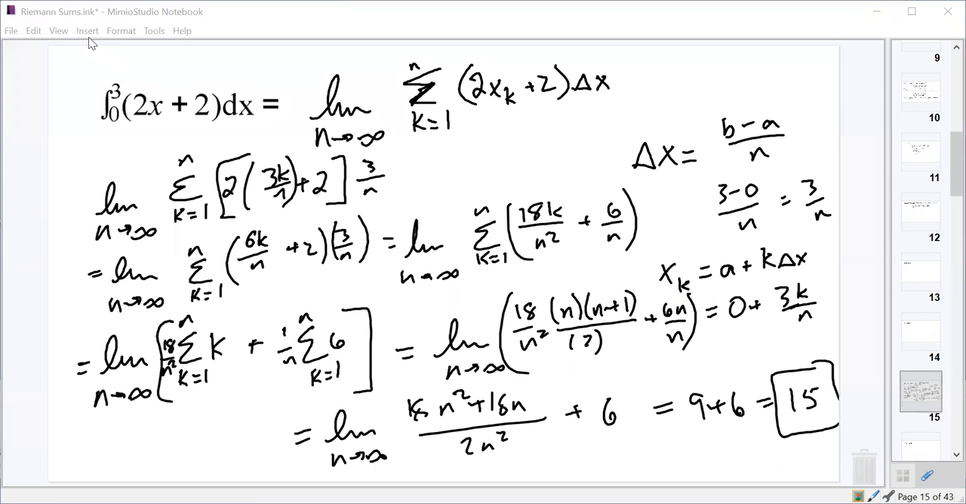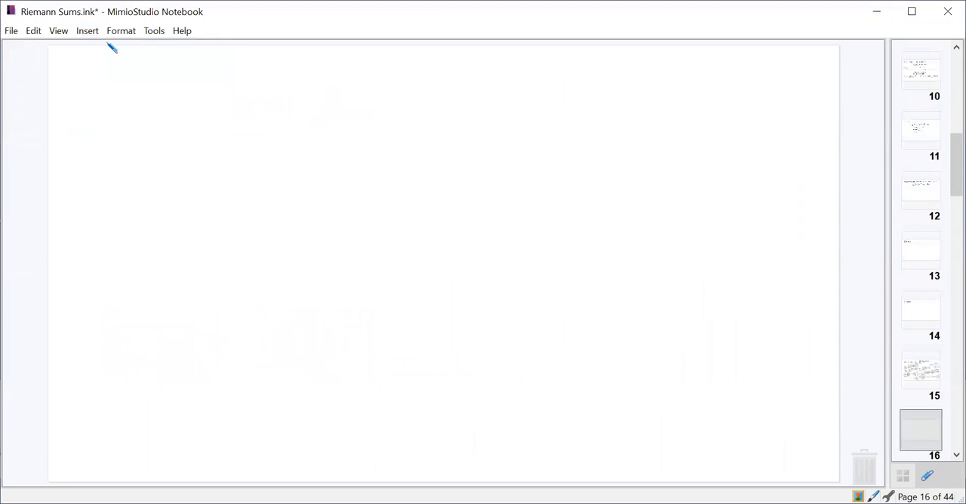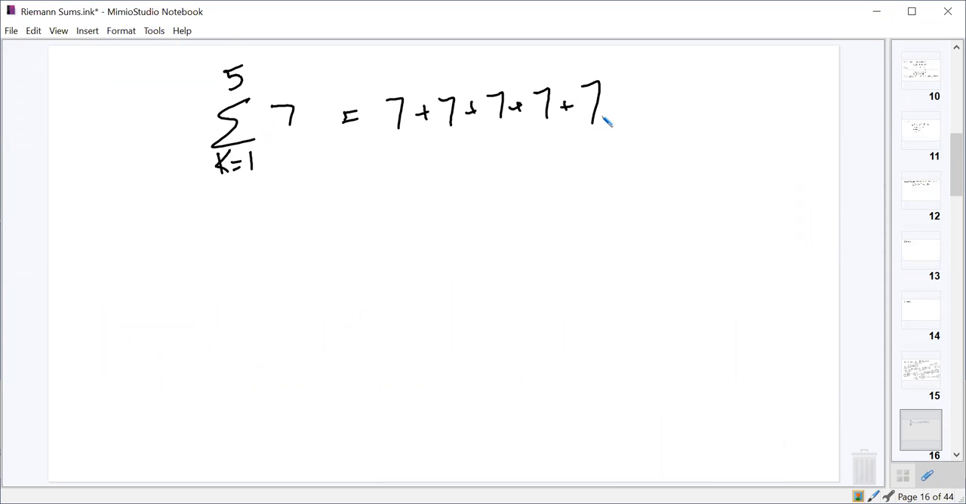So let me put a new page in here. If I say sum together from k equals 1 to 5 of 7, that just means 7 plus 7 plus 7 plus 7 plus 7. It means 5 sevens, right? So if I'm asking for the sum from k equals 1 to n of 7, that's just n sevens, 7n. Does that make sense?